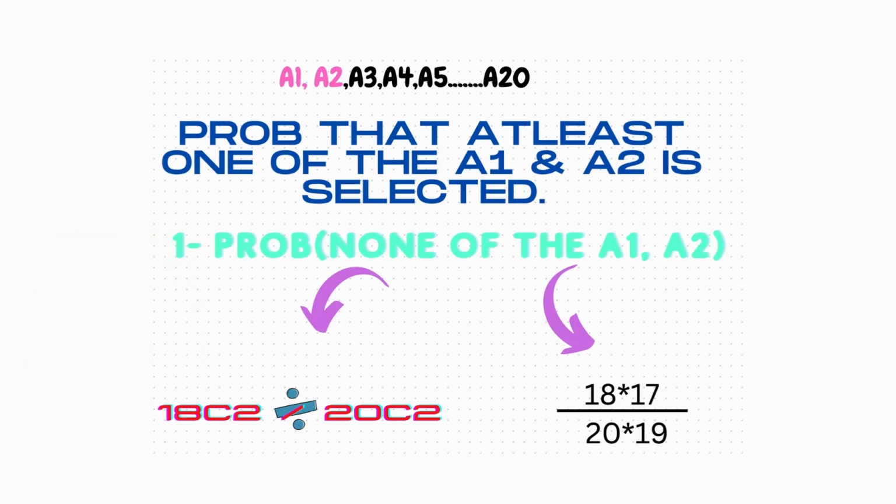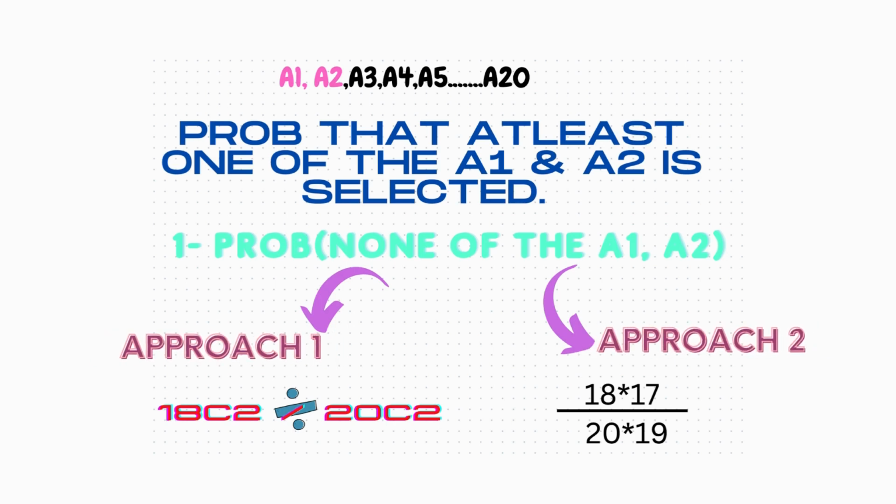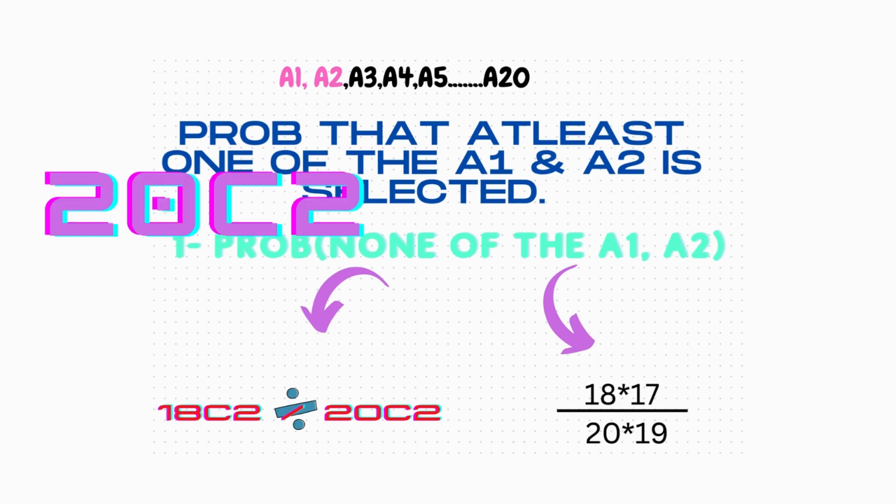So the easier way is to make a case that 1 minus the probability that none of A1 or A2 is selected, right? So two objects from A3 to A20 are selected. So there are two approaches we can use to find the probability of the case where none of A1, A2 is selected.